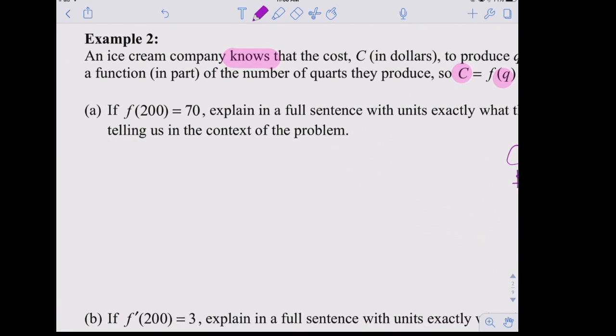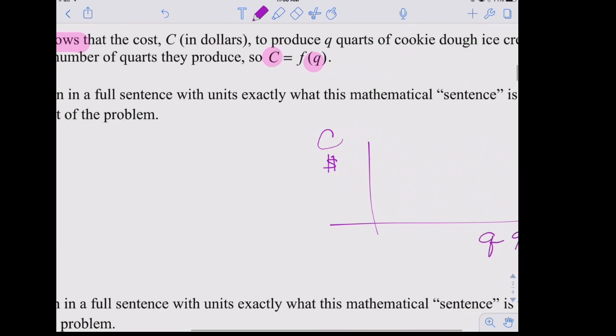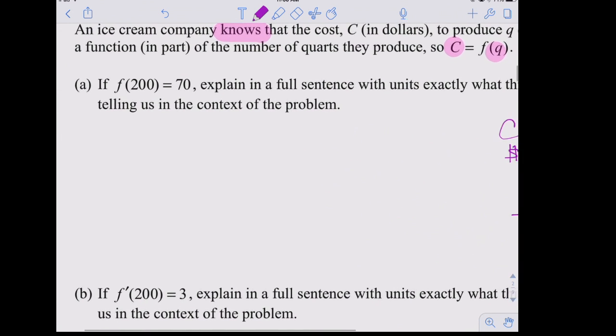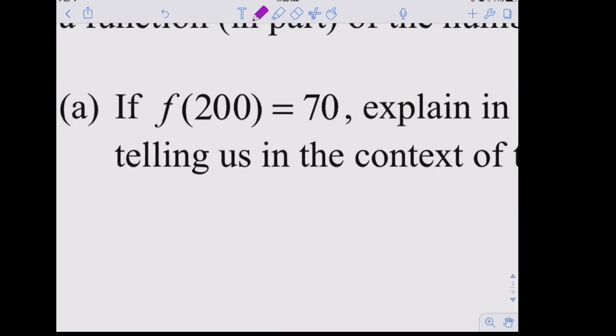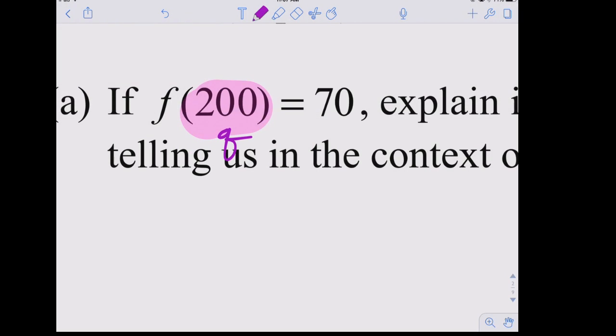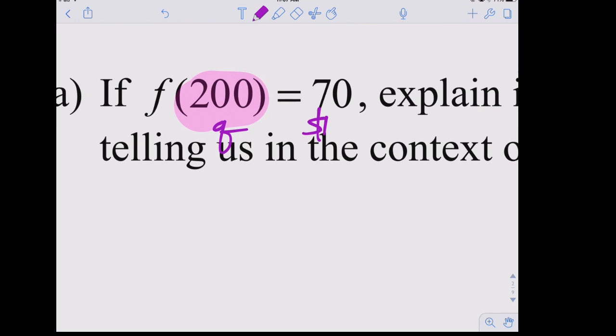All right. So if F of 200 equals 70, explain in a full sentence what this mathematical sentence is telling us in the context of the problem. F of 200 is 70. So 200, what are the units of 200? Quarts. So that's quarts, and 70 would be dollars. That's an instantaneous rate of change? No? It's an instantaneous position, right? It's analogous to the position. What is the quantity at that moment?